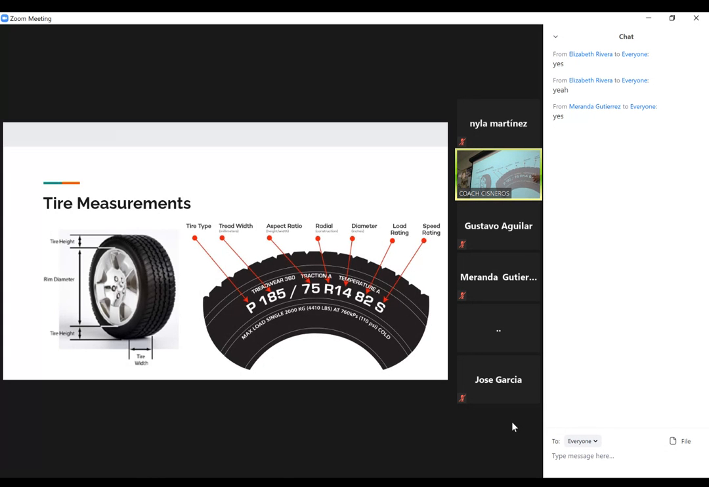Your load rating. How much can you tow? How much can you carry? The higher the rating, the more you can tow, the more you can carry if you have a trailer or a boat or whatever it is.